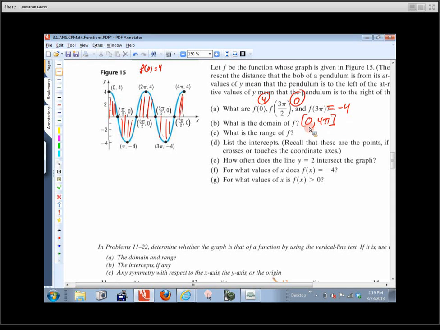Square brackets. Why do I put square brackets on it? Because those endpoints are included. Okay? Okay, if that's the domain, if you find the domain by squishing it onto the x-axis, guess where you squish it to find the range?